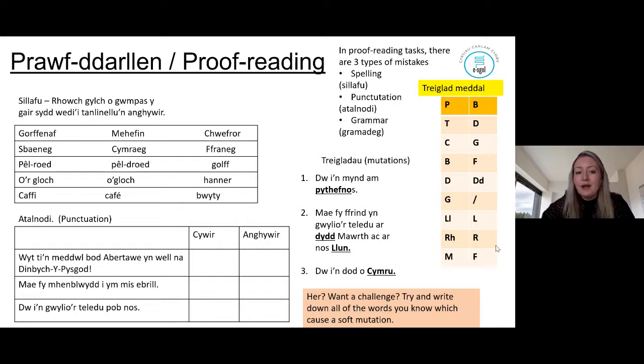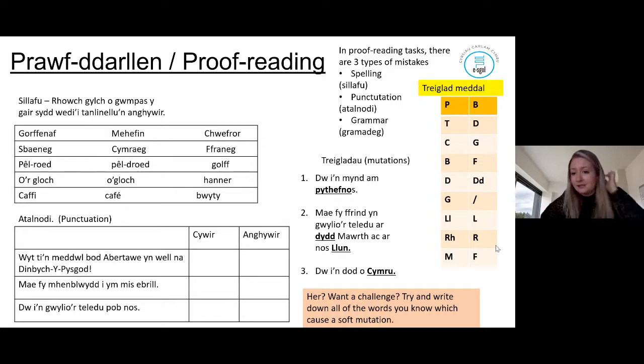Rhif 2, number 2, mae fy mhen blwydd I ym mis Ebrill. My birthday is in mis Ebrill, in the month of April. So remember what we said that months need a capital letter, and then decide if that statement there is cywir or anghywir. A rhif 3 wedyn, the third one, dwi'n gwylio'r teledu pob nos. I watch TV every night. Is that cywir or anghywir?